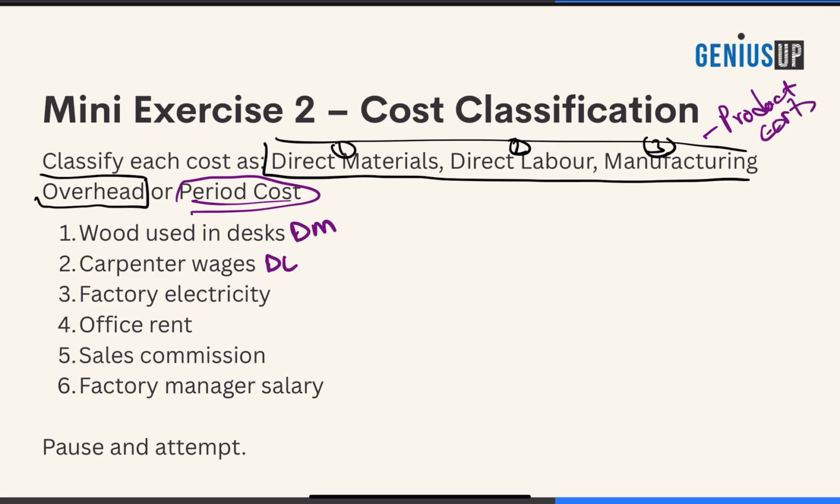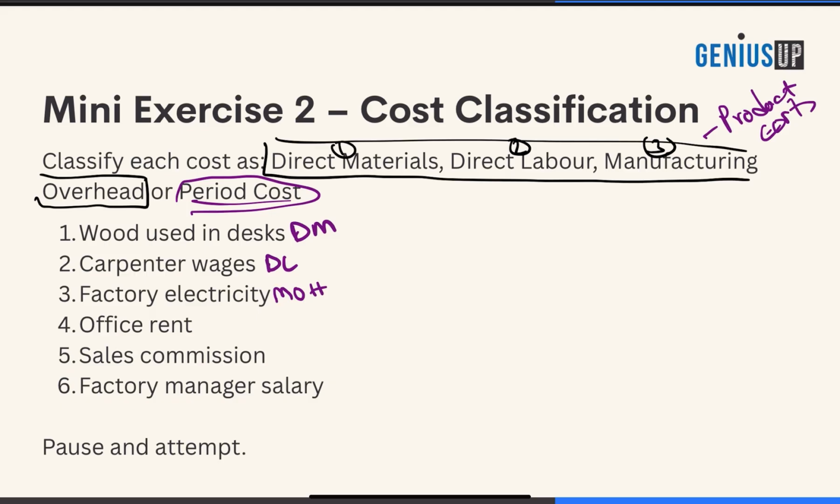Therefore, it's manufacturing overhead. And then office rent. This office rent is not related to the factory. It's not factory rent, it's office rent, meaning it's not involved directly in the production process of the furniture, the chairs, and all those kinds of things, right? It's just rent we pay for the office, for the admin team. So they're not directly involved in the production process.